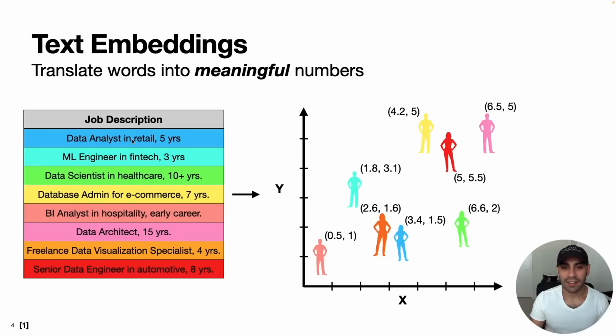We can see the data analyst in retail with 5 years of experience is somewhere here, and they are located next to a freelance data visualization specialist with 4 years of experience. However, these people are relatively far away from this guy who is a data architect with 15 years of experience. And so this is the way that text embeddings capture the meaning of the underlying text. Namely, job descriptions that are similar will be located close together, while job descriptions that are very different will be located far away from each other. From this view, the BI analyst in hospitality early career is very different than the data architect with 15 years of experience.